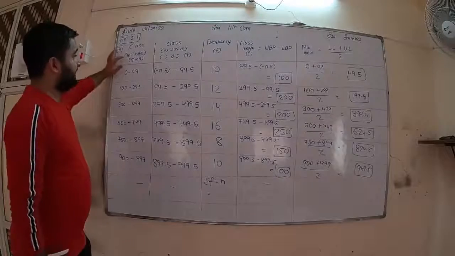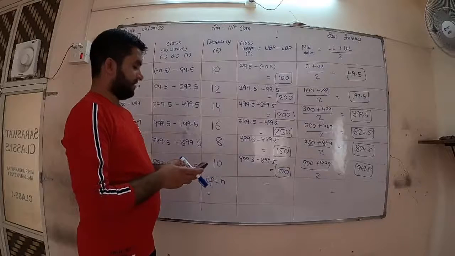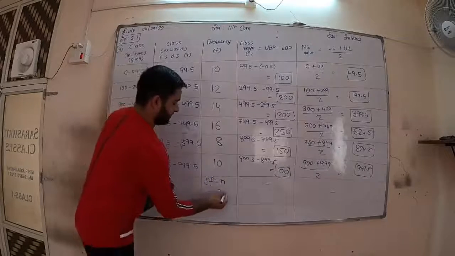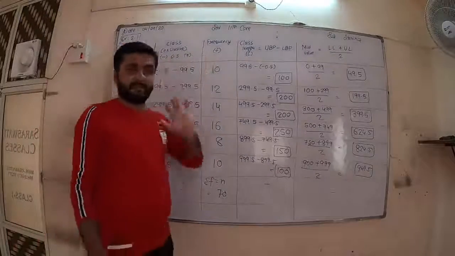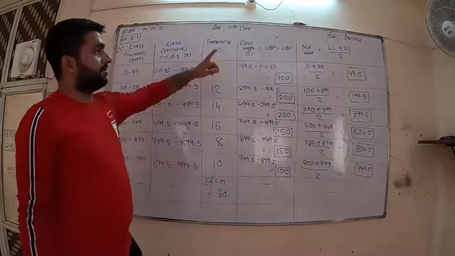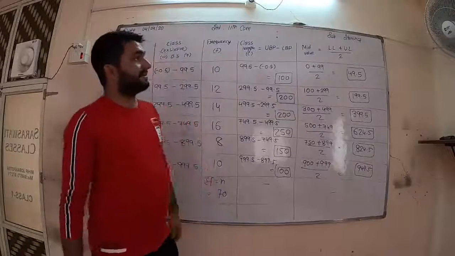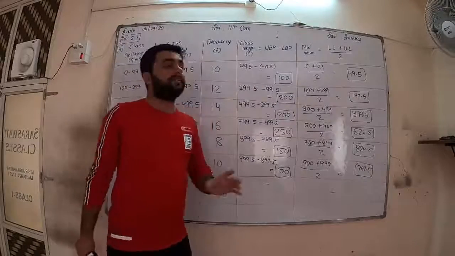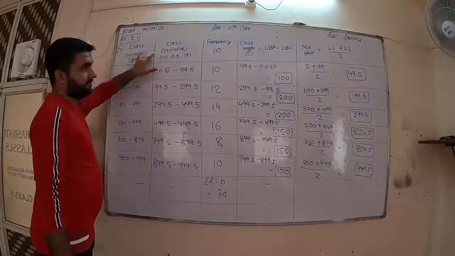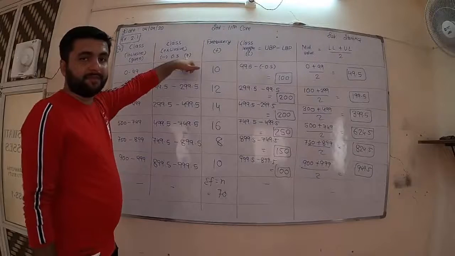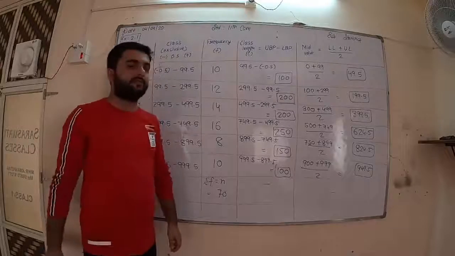How have we solved the sum? An inclusive class and frequency were given, total of frequency 10, 12, 14, 16, 8, 10. What we needed to find was class length and mid value. Now friends, remember about the class length. In class length, we compulsorily need boundary points. Boundary points are nothing but exclusive classes. We first converted from inclusive to exclusive, minus plus. You can remember like this also: minus plus, and from exclusive to inclusive, plus minus.